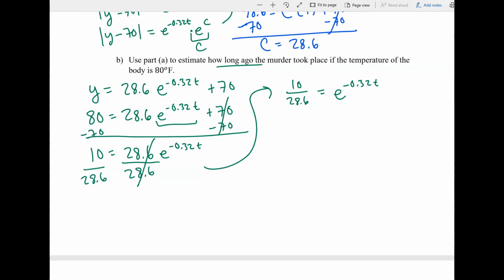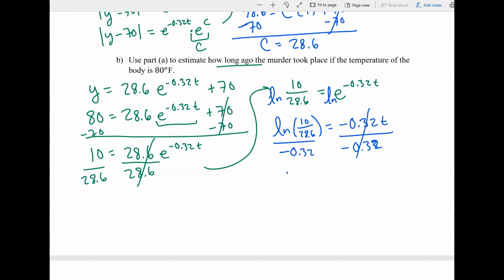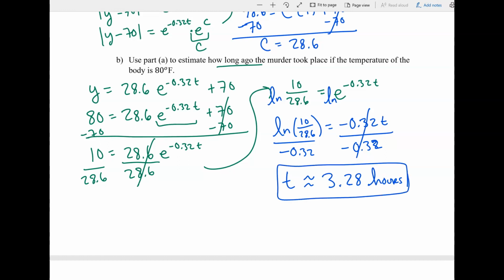In order to solve this problem, we just have to take the natural log of both sides. So you have the ln of 10 over 28.6 is equal to, the ln and the e is just gone, so you're left with negative 0.32 t. And then finally, let's just divide by negative 0.32. So this goes away, so I'm left with t is approximately equal to, and this is something that you can put into the calculator, and what I'm getting is 3.28, and this is in hours. So basically what this tells me is that this murder took place 3.28 hours ago, given that the temperature of this corpse is 80 degrees Fahrenheit.